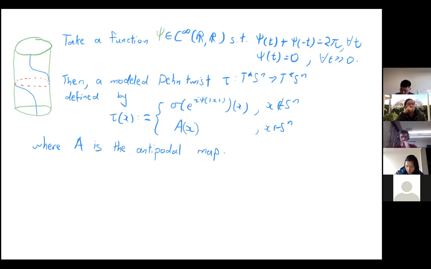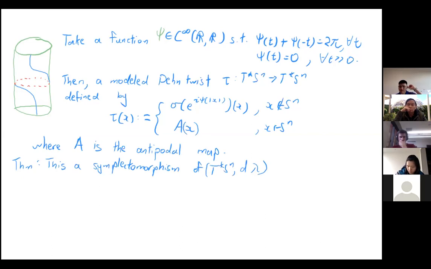Okay, so the theorem is that this is a symplectic automorphism. That means it is a diffeomorphism, and it preserves the area form.